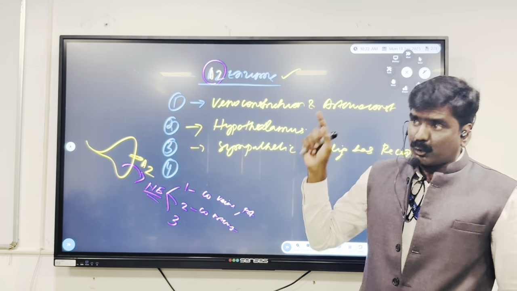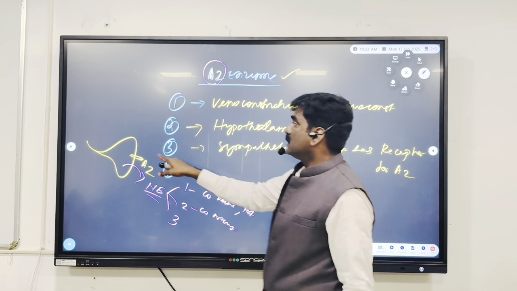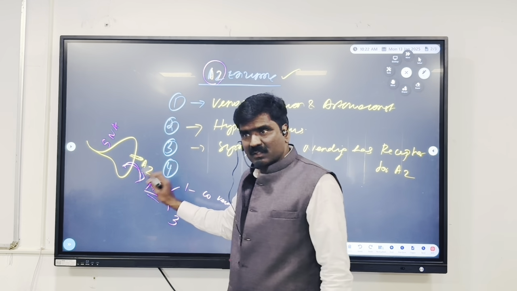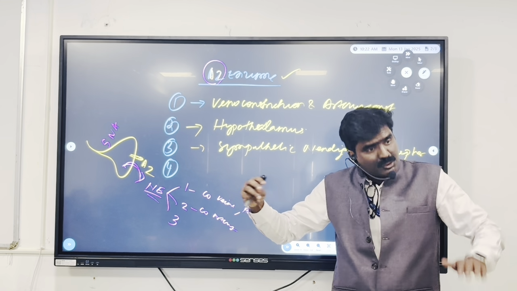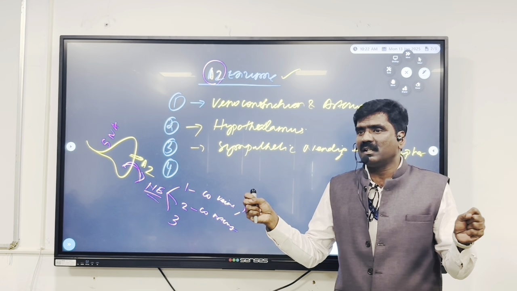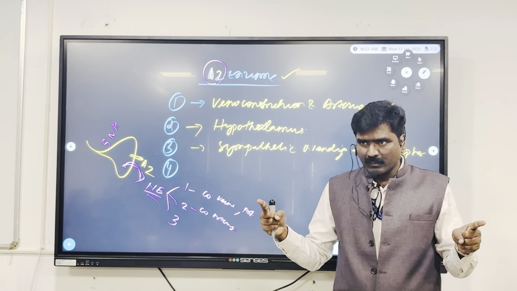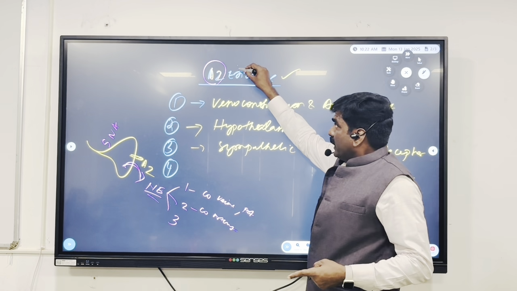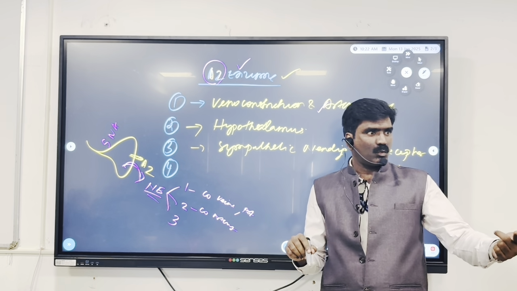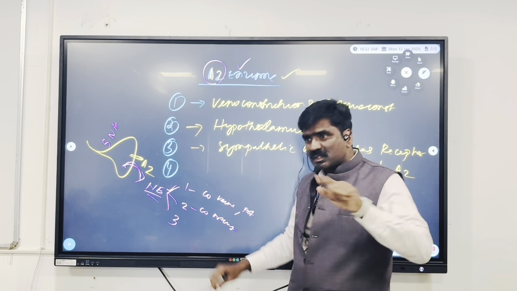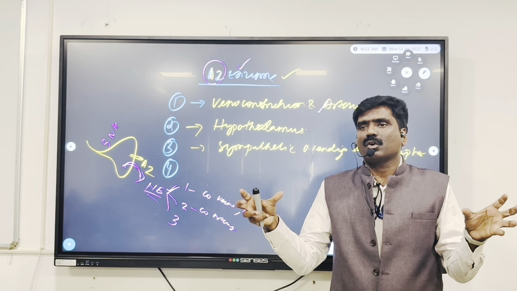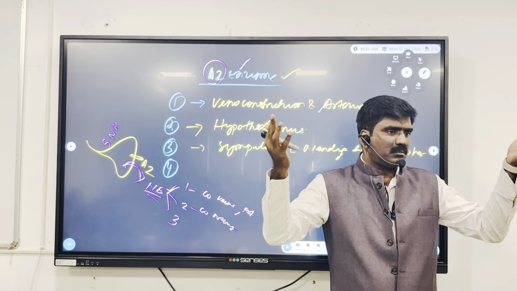Now because A2 binds with the sympathetic nerve ending and norepinephrine is released, norepinephrine also has an effect on veins and arteries, and it constricts the veins and arteries. समझ में आया? So previously A2 induced venoconstriction. A2 के वजह से venoconstriction हुआ. Now norepinephrine induced venoconstriction. Again arteries and veins are constricting and trying to increase the blood pressure.